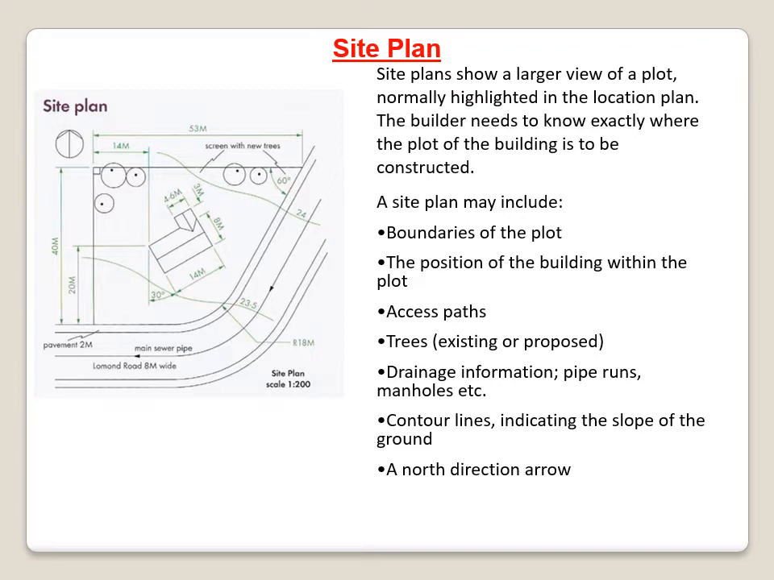You'll have the north direction arrow once again. This allows possibly potential house buyers to understand which way the house is facing. Most people would like to have a south facing garden so that they get the sun. So the north arrow is quite important. The scale of the drawing. So the scale of a site plan is normally 1 to 200.